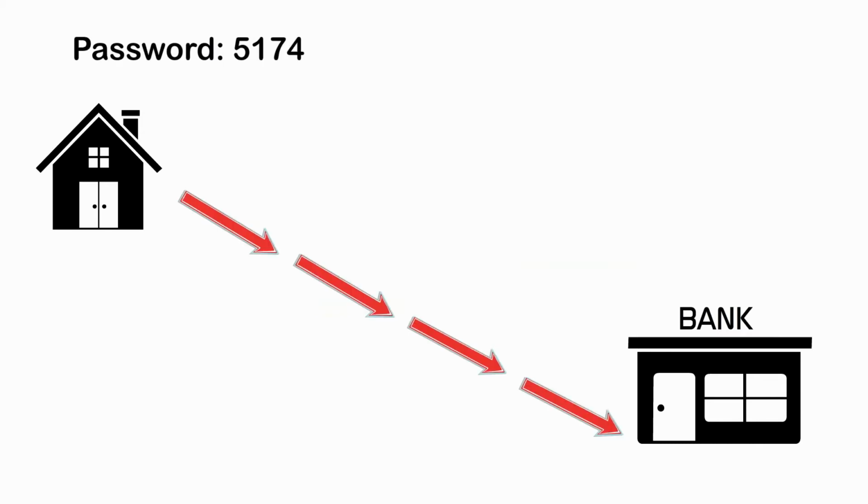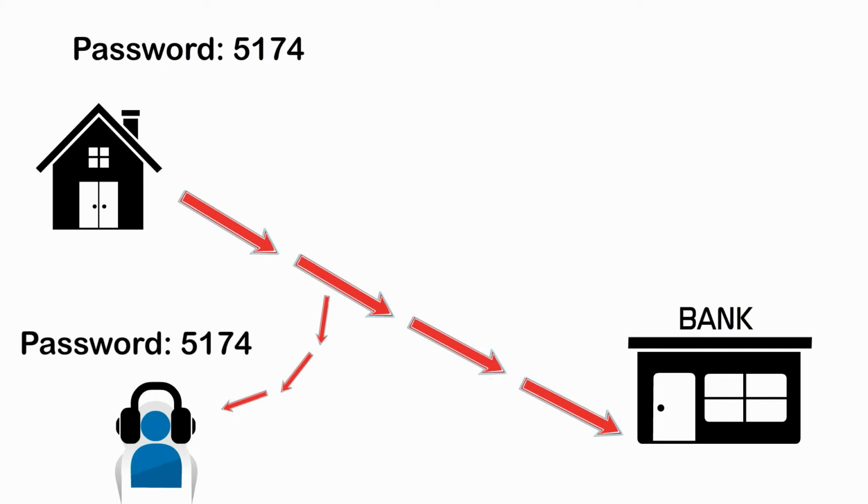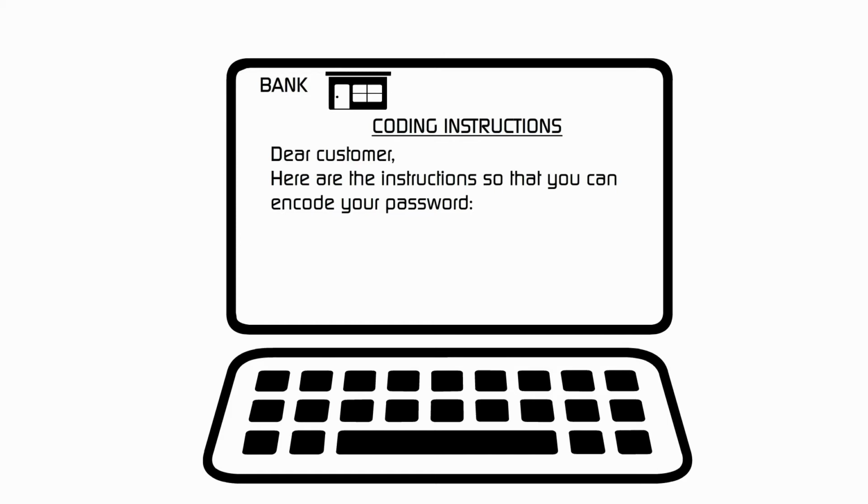So let's set the scene. I'm at home and I want to buy something, and for that I need to send my password to my bank. And the obvious problem is that if I just send my password of 5174, anyone, this guy down here, could be monitoring the transmission and he would know my password, which is not good for me nor the bank.